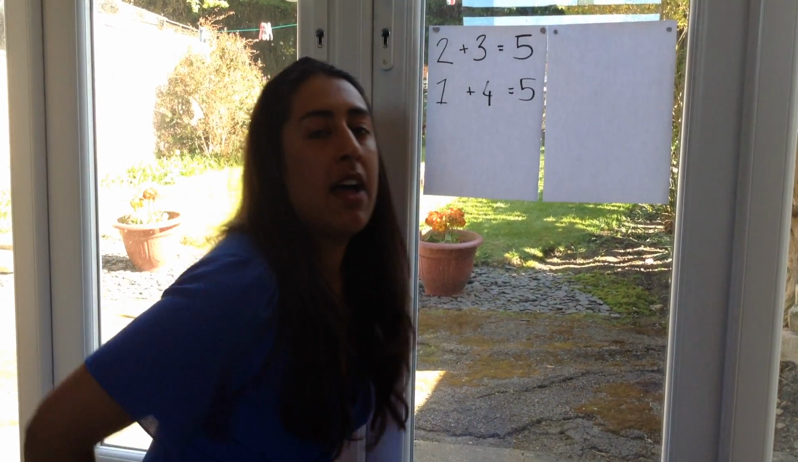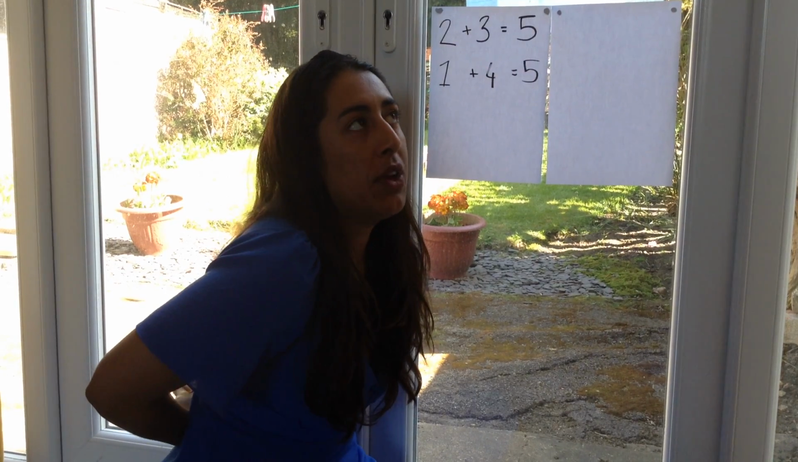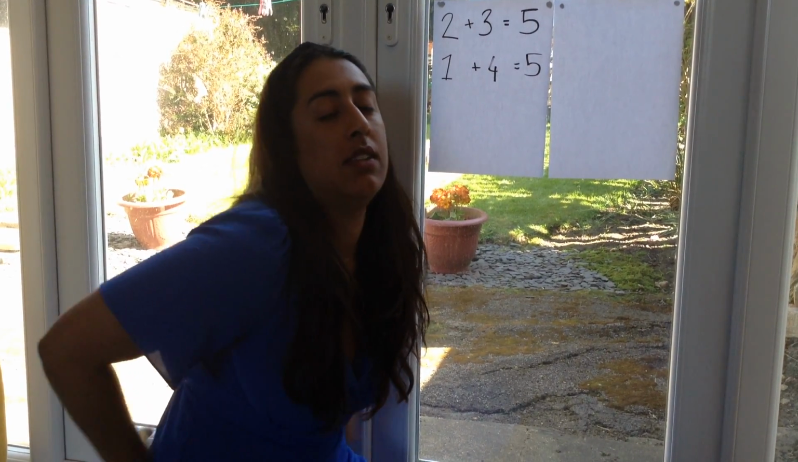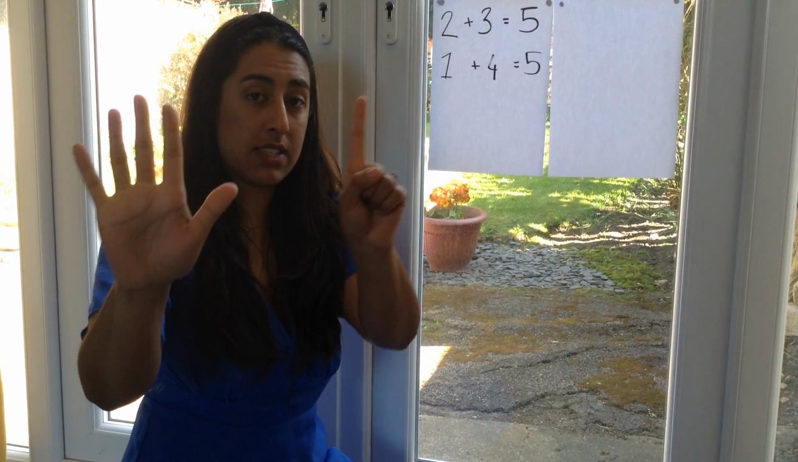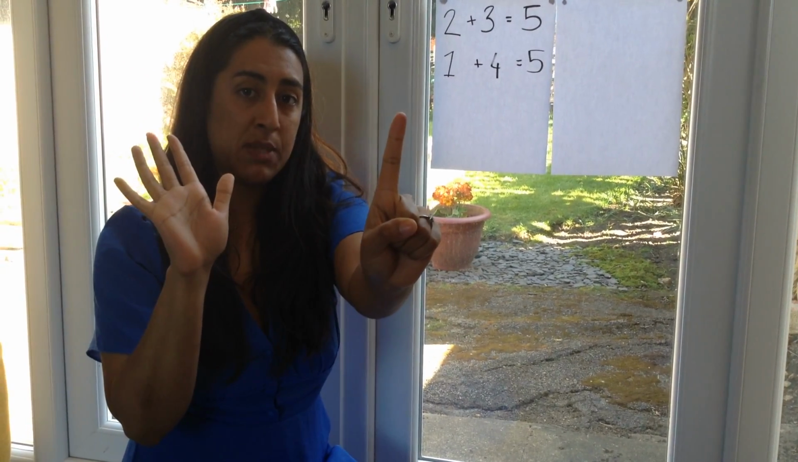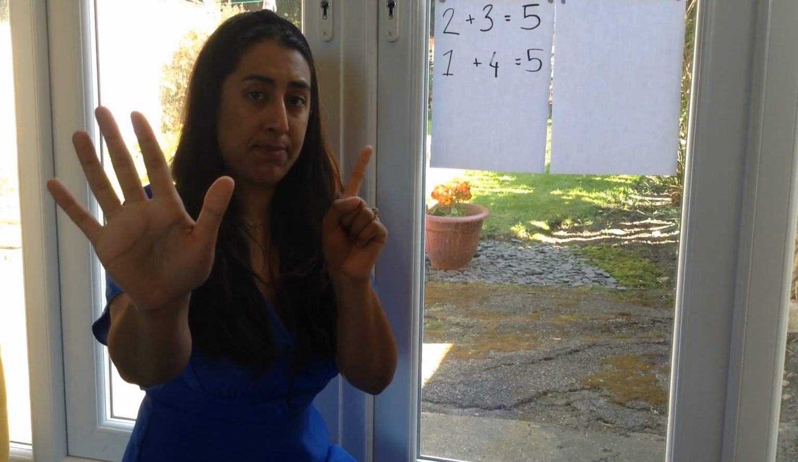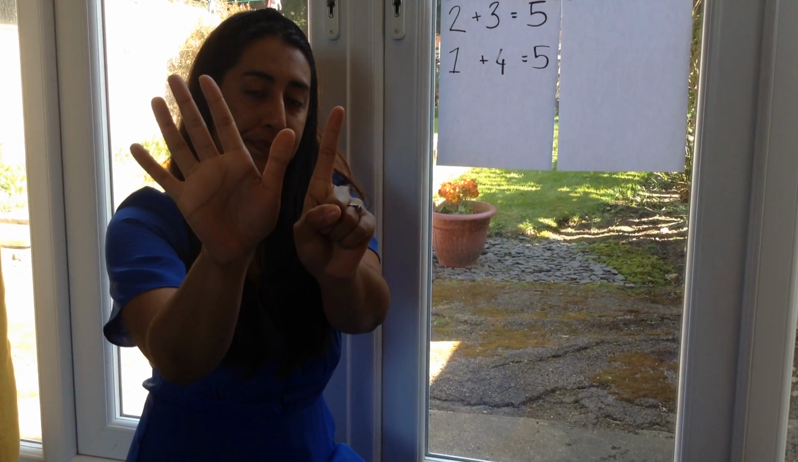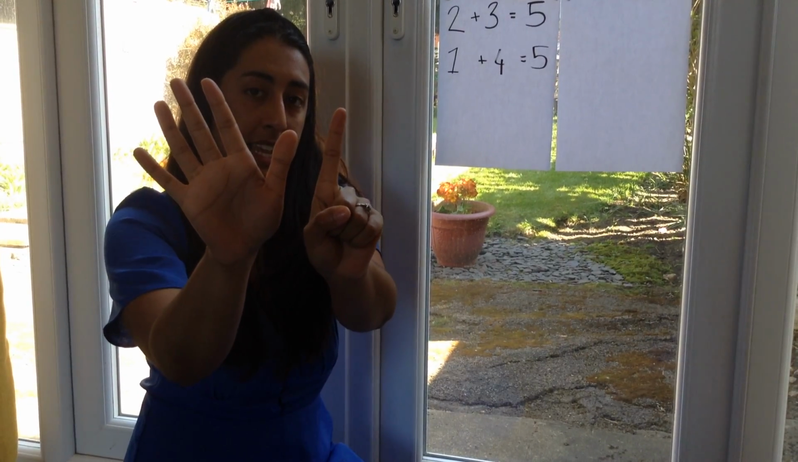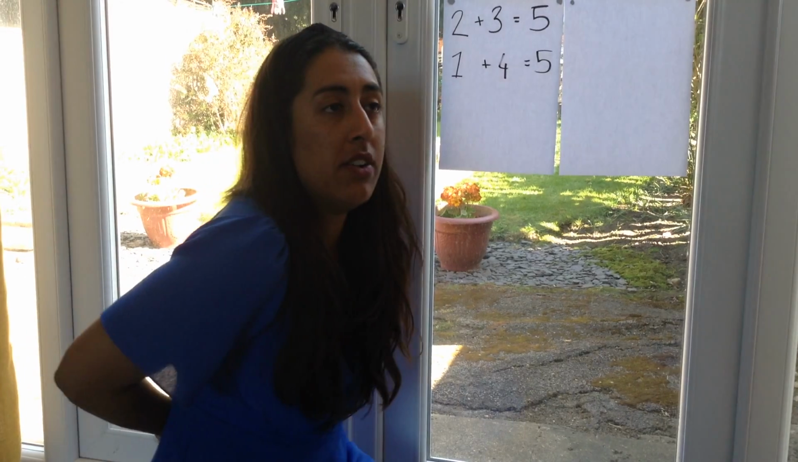Okay, well done. Let's do another one. Wiggle, wiggle, wiggle. So again, think about my two parts. How many have I got on this part? How many have I got on this part? How many have I got all together? Fantastic. Well done. Let's do another one.